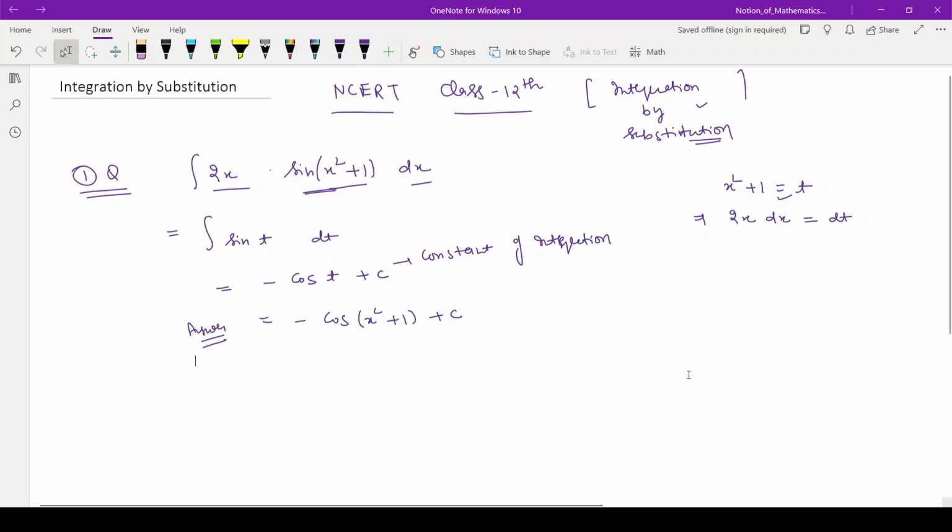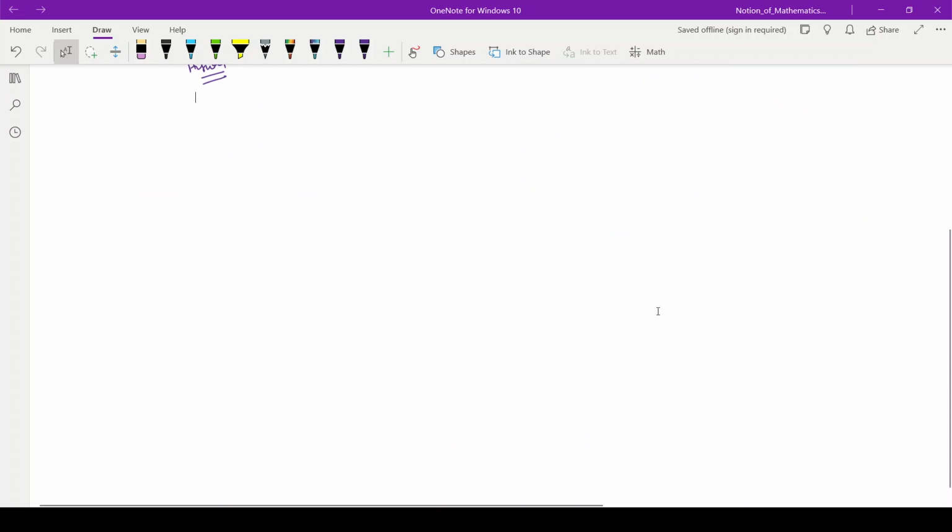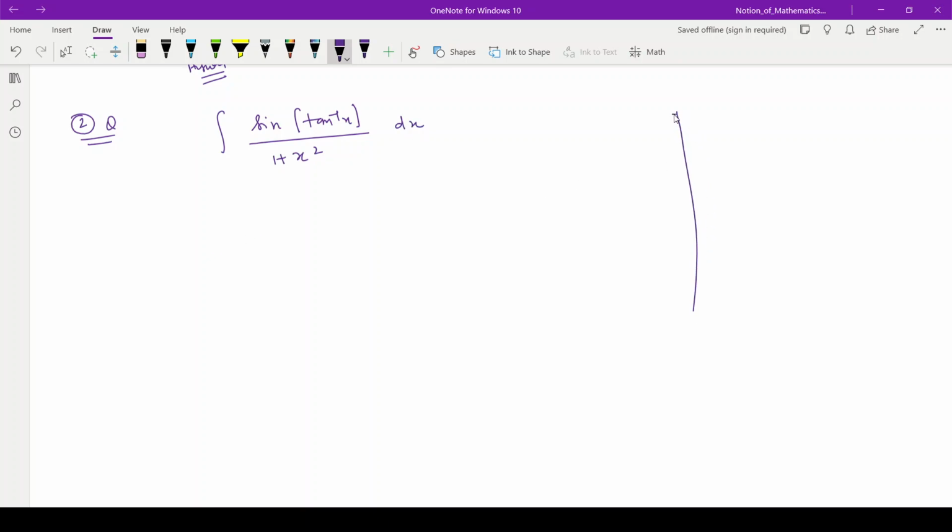After that students, there is another question which I want to discuss here. In this second question we have to evaluate this integration, sine of tan inverse x upon 1 plus x square with respect to x. So here what will be our substitution? Our substitution will be tan inverse x equal to t. So its differentiation is 1 upon 1 plus x square dx equals dt.